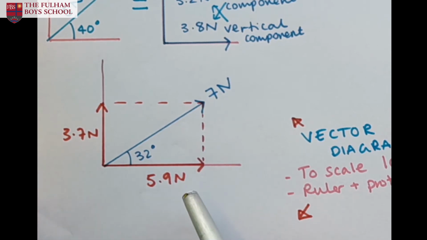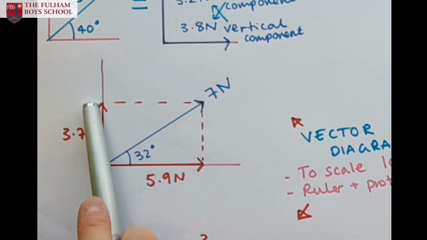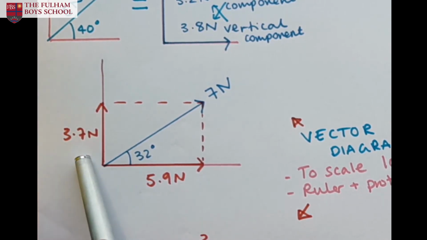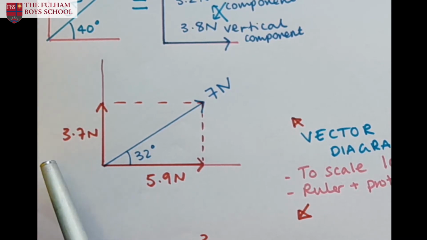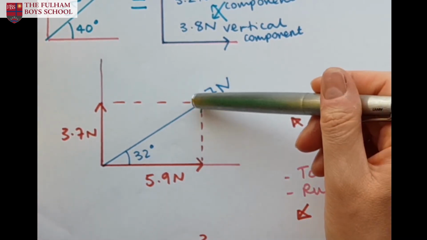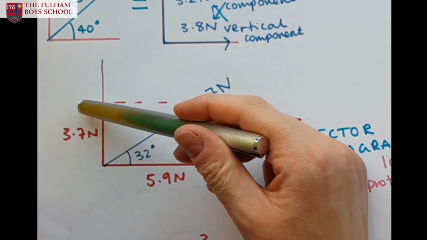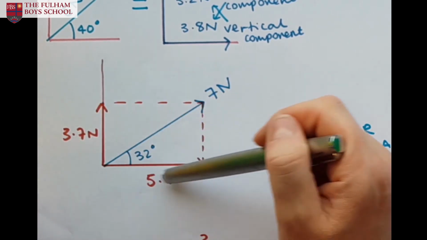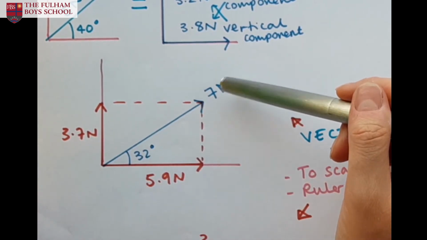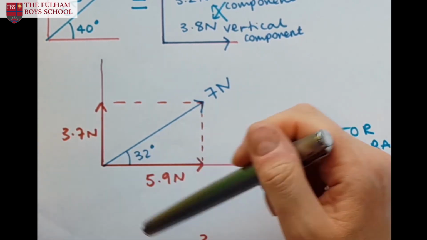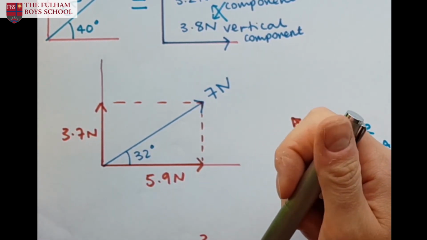I measured it, it was 5.9 centimeters, so it's 5.9 newtons. This arrow up here is the vertical component. I measured it, it was 3.7 centimeters, so it's 3.7 newtons. So you just draw your force, you take a line down, take a line across, and then those are your two arrows. So this 7 Newton force acting at 32 degrees is the same as these two forces, has the same effect. So I've resolved it.